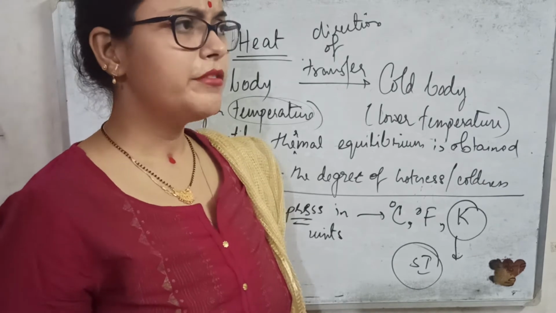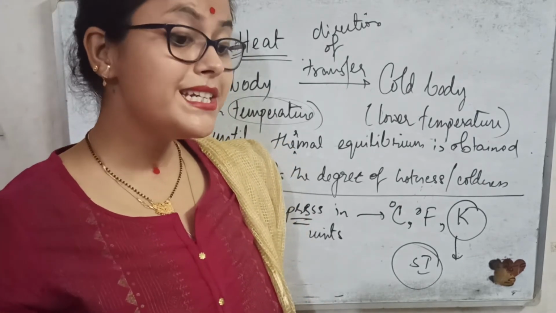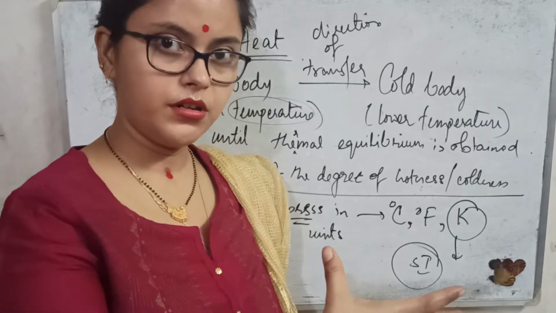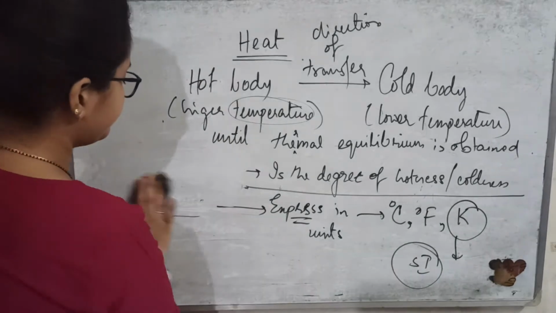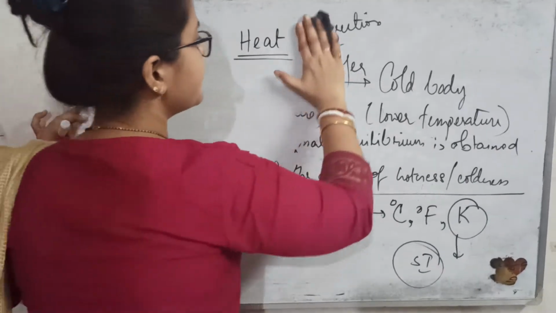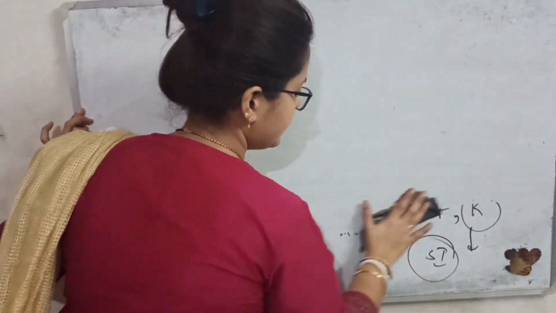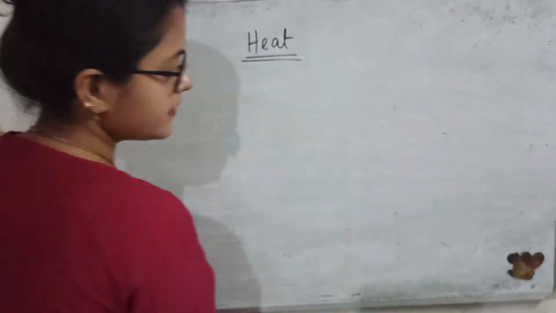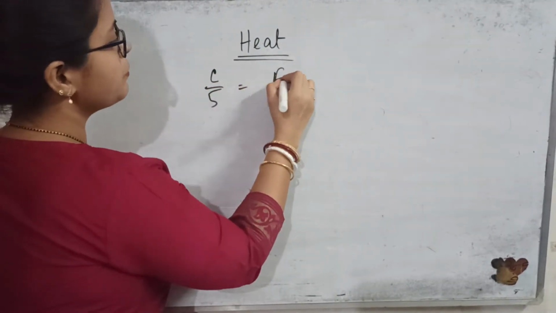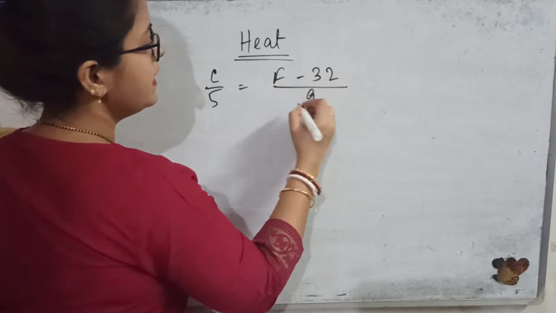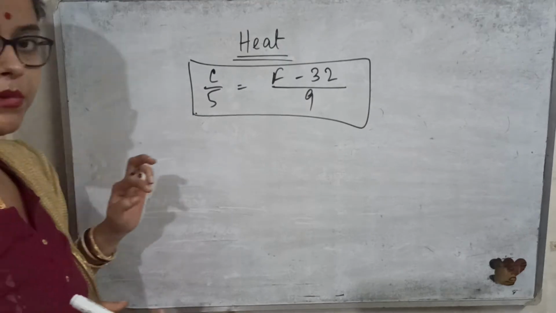For example, we have learned about converting meter to centimeter or kilometer. Similarly, these units are also interconvertible. And what are the different formulas? One is C by 5 is equal to F minus 32 by 9. Now this particular formula can be written in two forms.